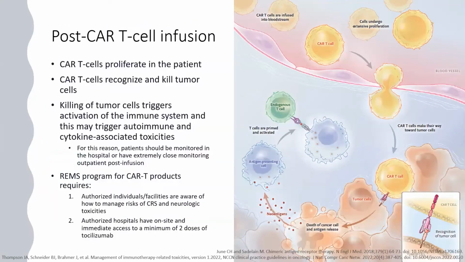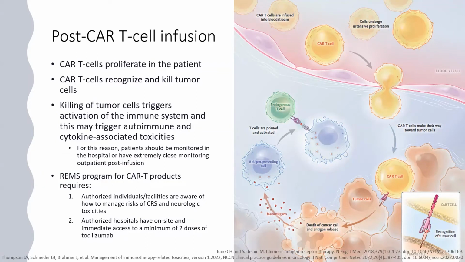So after the infusion, the CAR T cells will proliferate in the patient. CAR T cells will recognize and kill tumor cells. They'll also promote immune surveillance to prevent tumor recurrence. Killing of tumor cells triggers activation of the immune system, and this may trigger autoimmune and cytokine-associated toxicities. And for this reason, patients should be monitored in the hospital or have extremely close monitoring outpatient post-infusion.